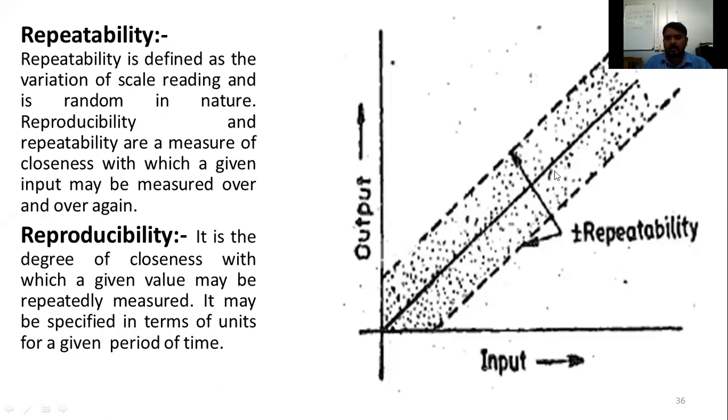Whatever we are seeing here, see here, the input is 0. What is the output? At this point, what is the input and output? 0, 0. I will increase the input to some point here. Then the output should increase by the same quantity. It should increase linearly.